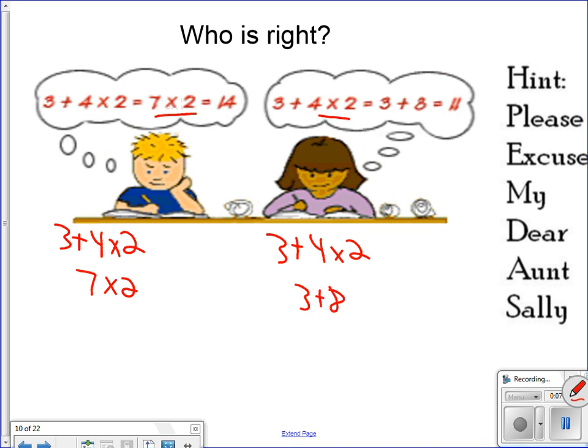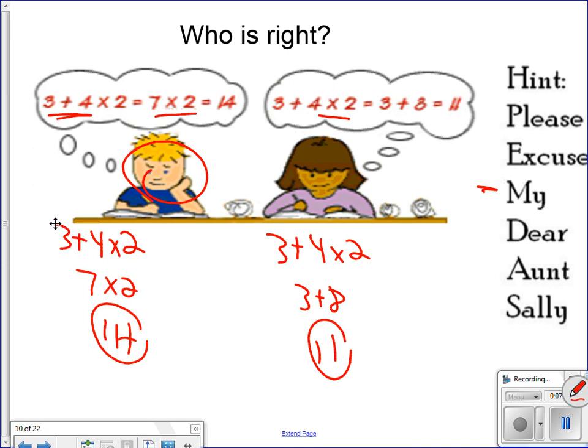Well, who's correct? Let's take a look here. So you would get 14 for an answer here, and you'd get 11 for an answer here. Who followed the order of operations? You have to multiply first before you add. This person right here decided to add first because they did 3 plus 4. That's why they got 14. This person decided to multiply first, which is an 8. This student is the one that is correct.